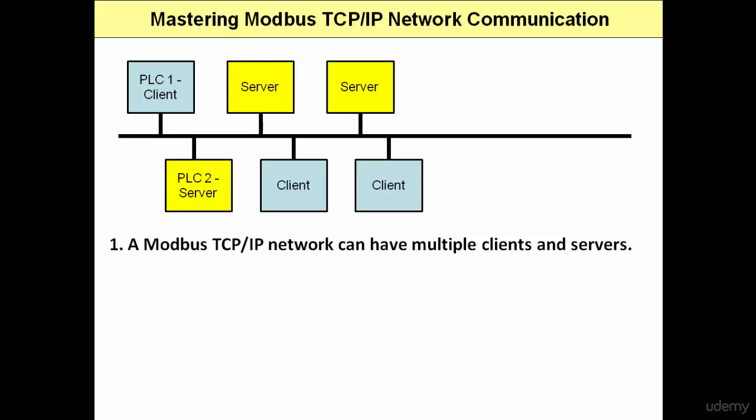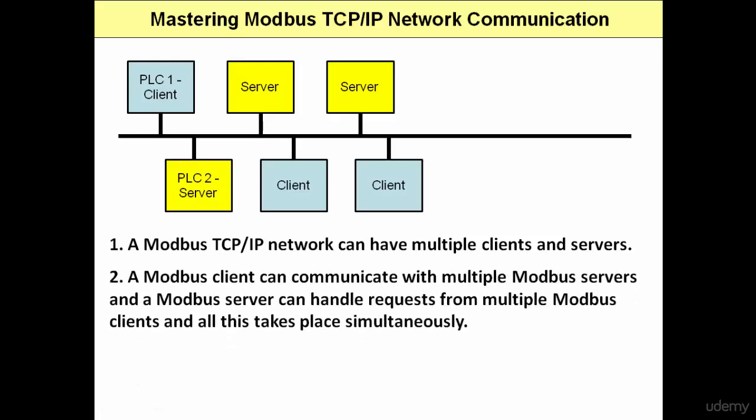So now, in addition to that, there's another point. A Modbus client can communicate with multiple Modbus servers, and a Modbus server can handle requests from multiple Modbus clients, and all this takes place simultaneously, which is fantastic. That cannot happen on an RS-485 network, all right? So in other words, for instance, this client could be requesting data from this server and that server, or this server could be handling requests from this client and that client simultaneously.